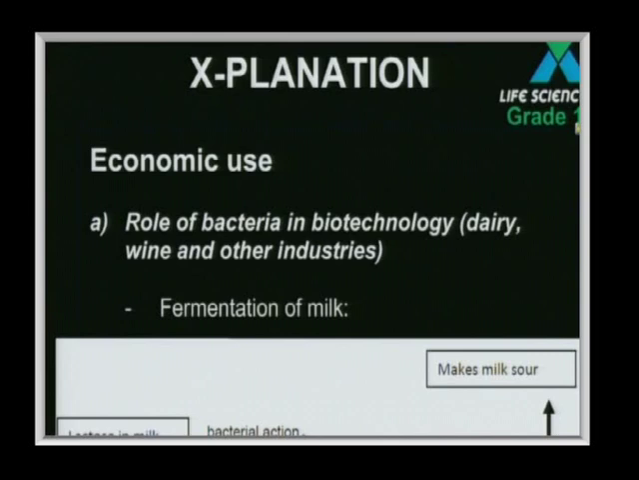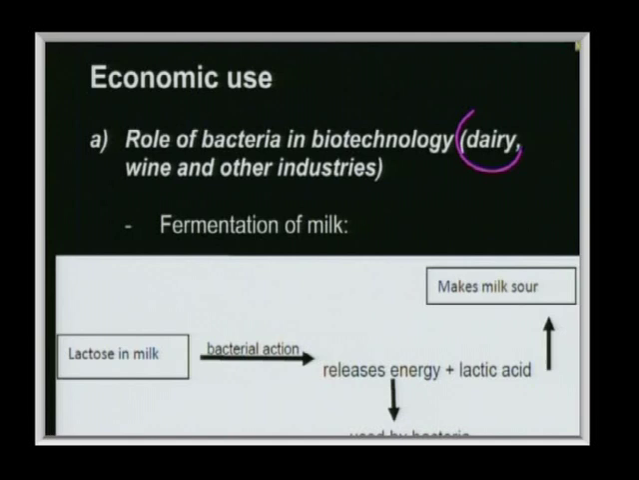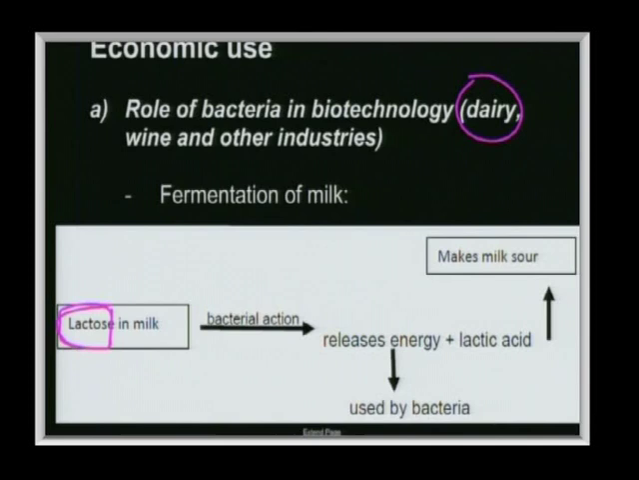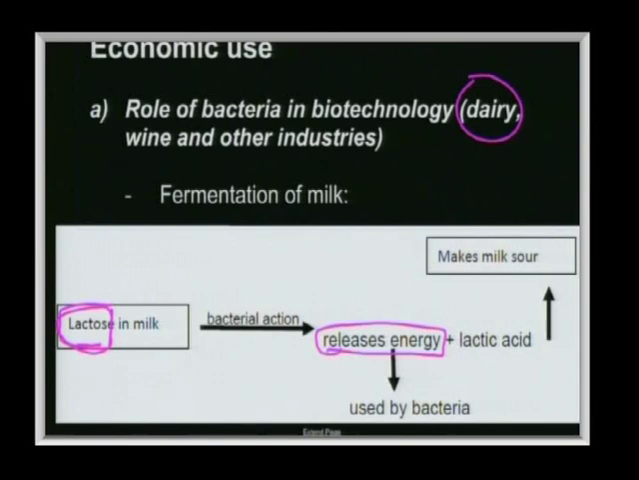Bacteria are used in many different industries. One of the main reasons is that they undergo a process called fermentation. First of all, they are used in dairy industries. Dairy industries are responsible for producing a number of different products. Here, we will start with milk, and milk contains a special kind of carbohydrate called lactose. When lactose is worked upon by bacteria, the bacteria will use it as food to release their energy, and lactic acid is the product that is used by us.